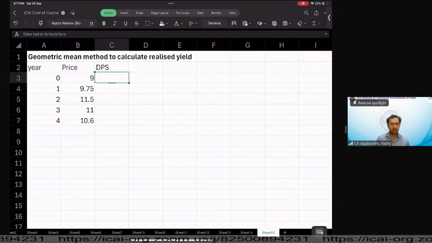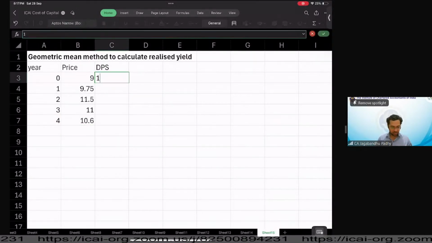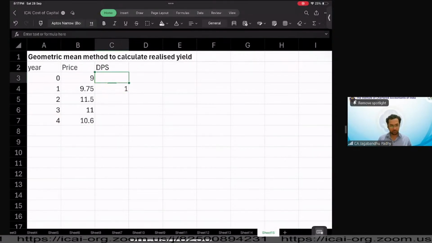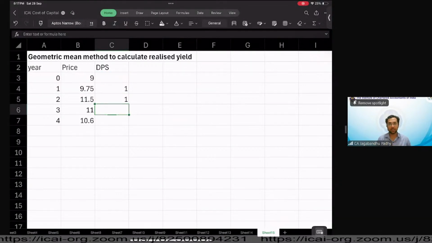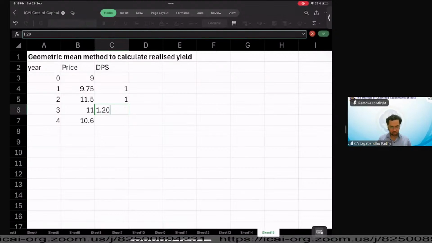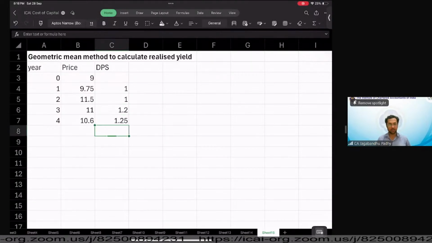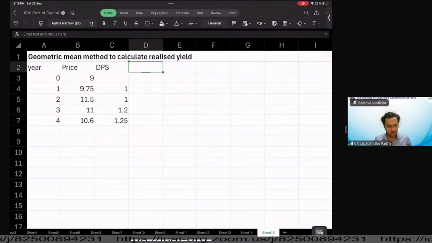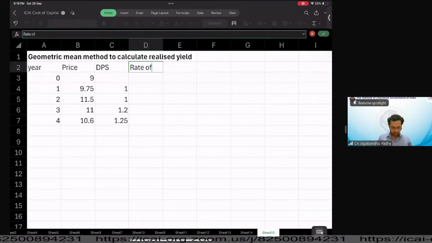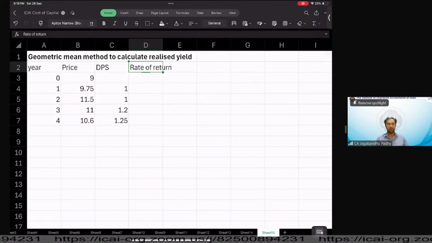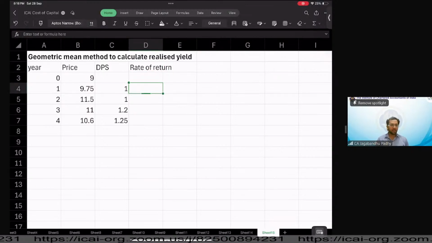The dividend that an investor is receiving on this is, let's say, 1 rupee in first year, 1 rupee in second year, then 1.20 in third year, and 1.25 in the fourth year. So these are the dividends that an investor is getting from the security. Now, if I ask you, what is the rate of return earned by the investor? Can you tell me what's the rate of return earned by the investor in year 1?